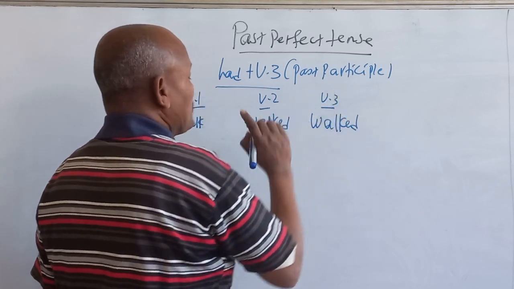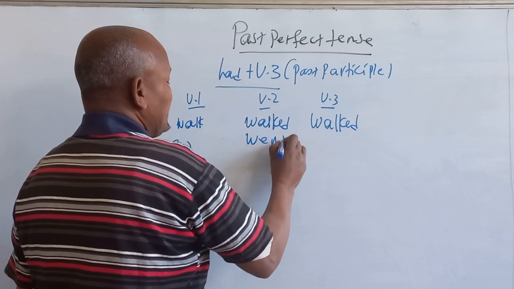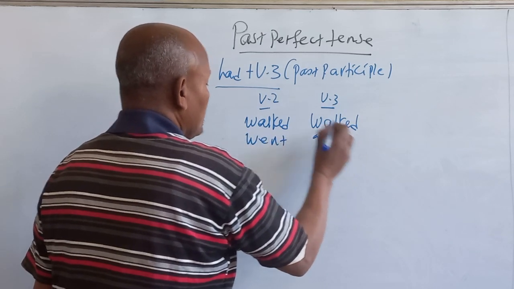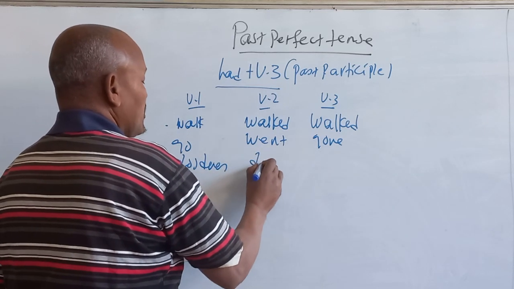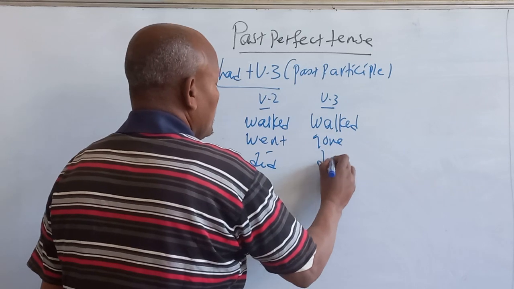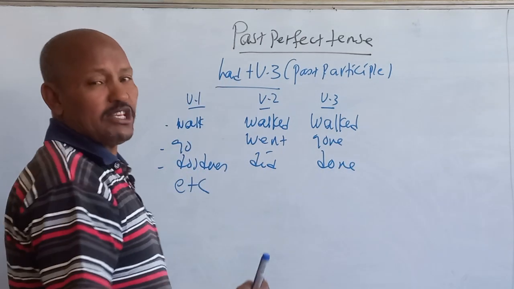Another: go, went, and gone. Do or does: the past form is did and the past participle form is done. So it will continue on this way.